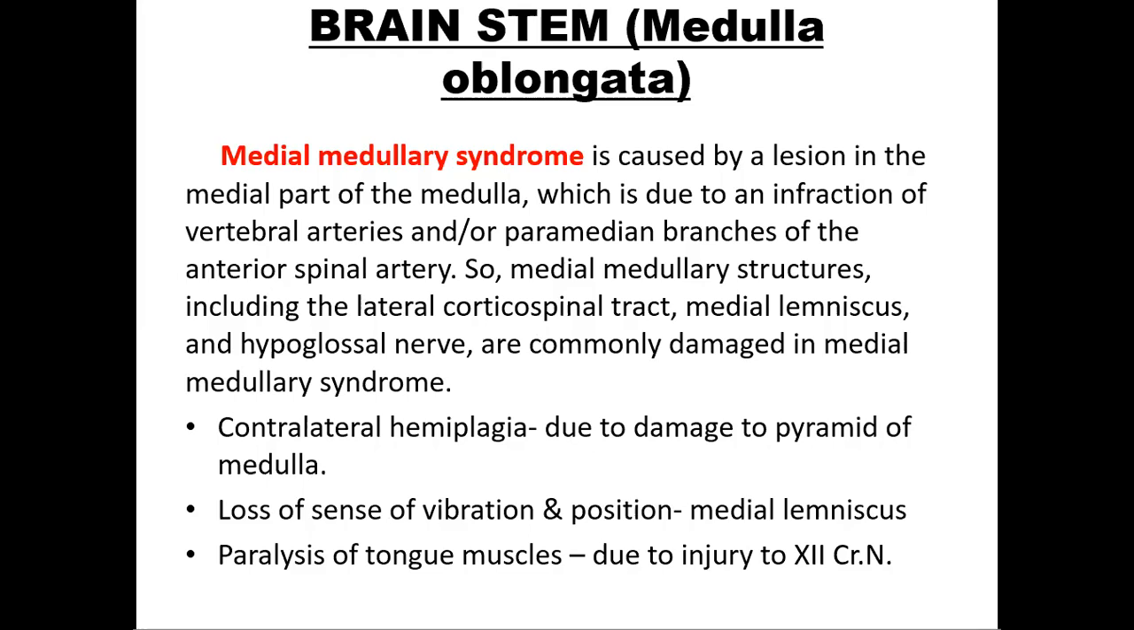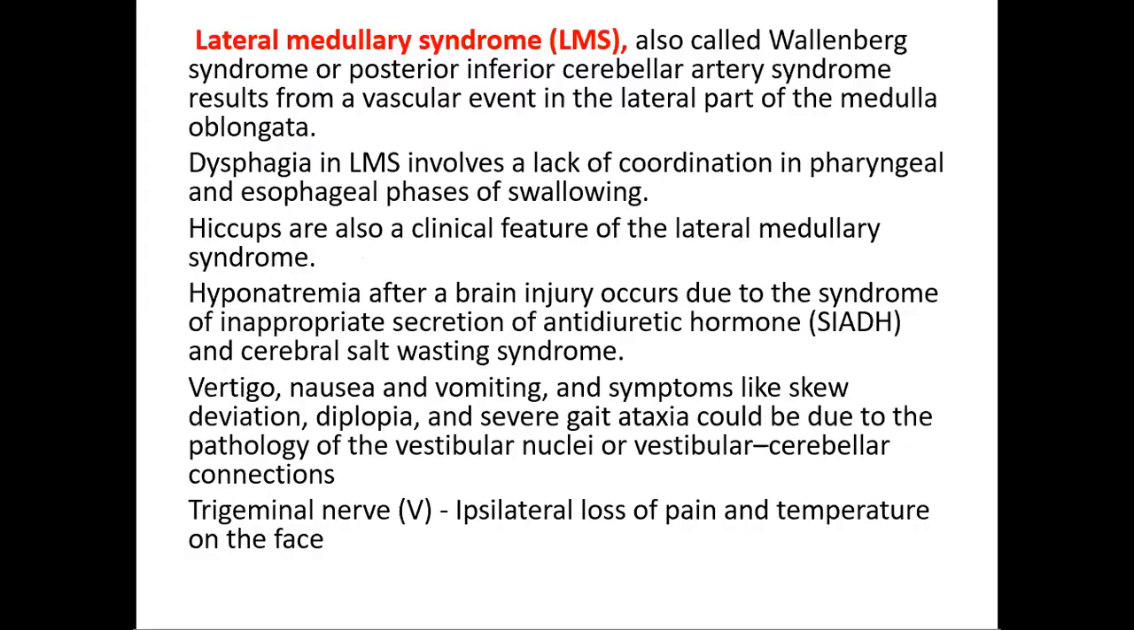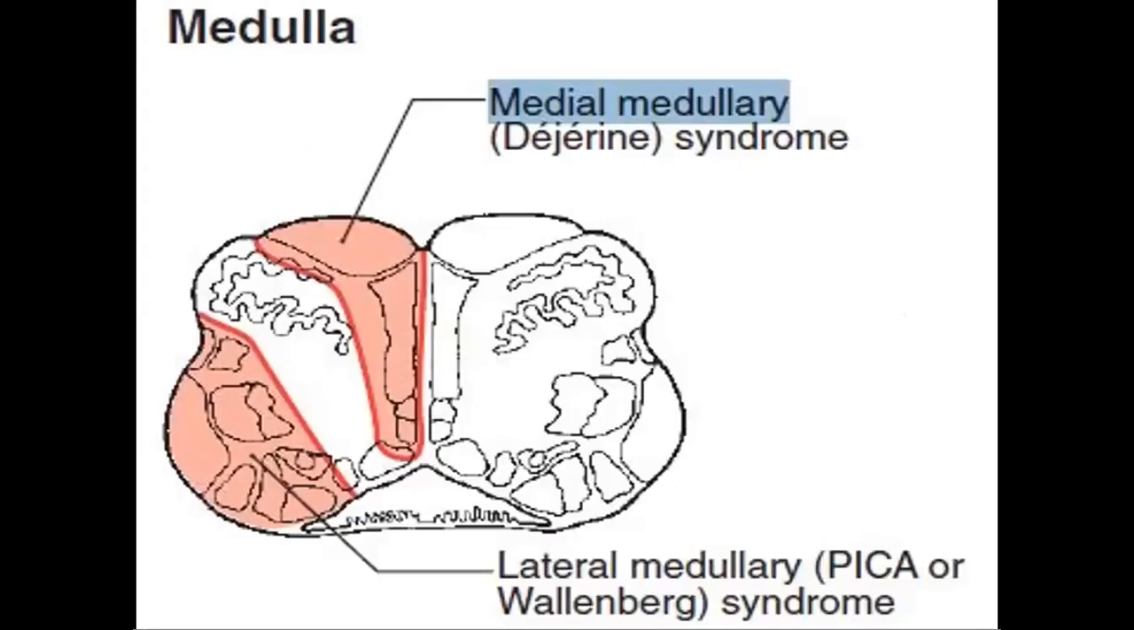The word medial medullary itself tells us that there is a lesion in the medial part of the medulla. There is a diagram in the slide also. You can see the diagram there. I have shown the TS of the medulla, the transverse section of the medulla. In this diagram, you can see the medial portion and the lateral portion that is involved. When the lesion is seen in the medial part of the medulla, we call it medial medullary syndrome. Basically the anterior spinal artery is affected in this, because the anterior spinal artery supplies the medulla oblongata. So obviously this will be affected.